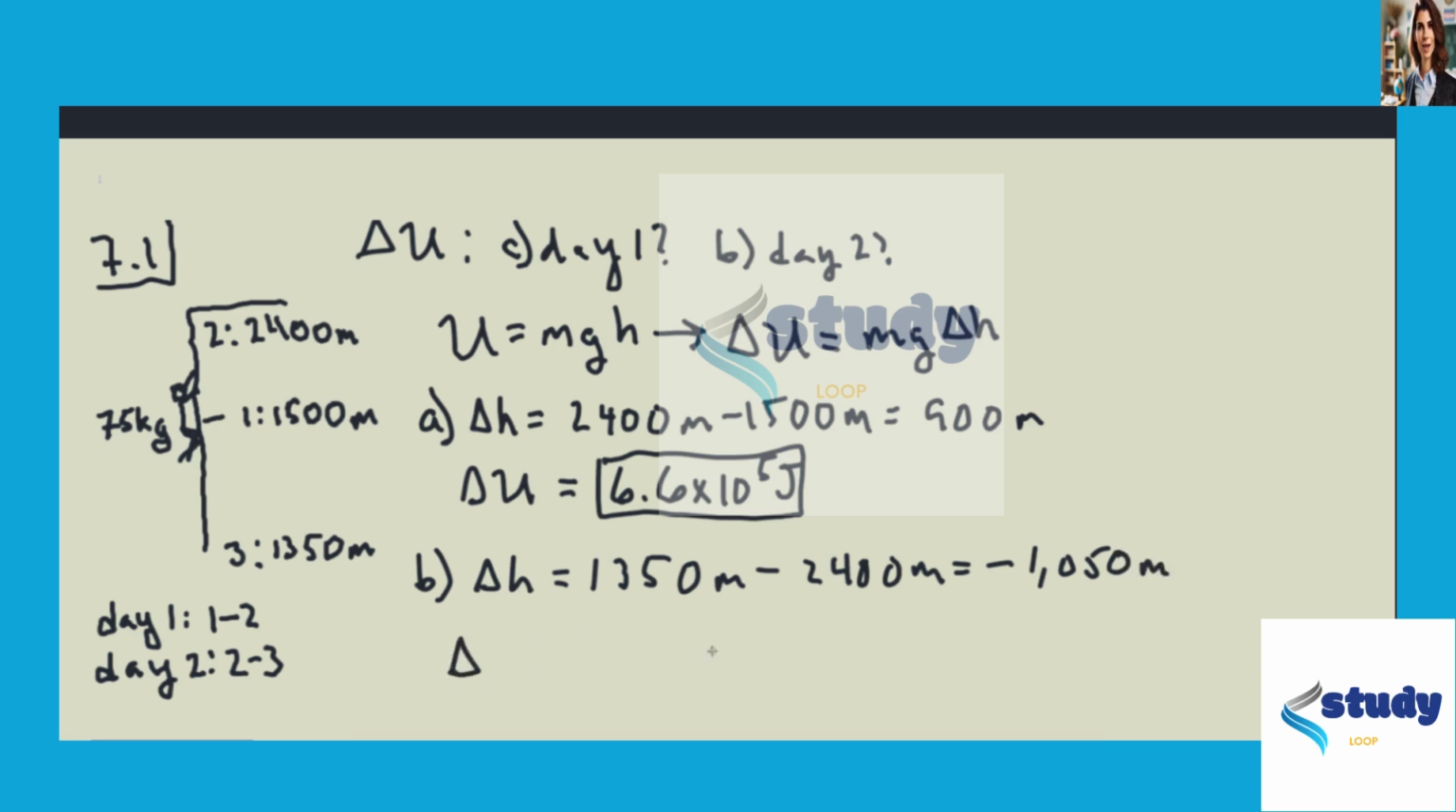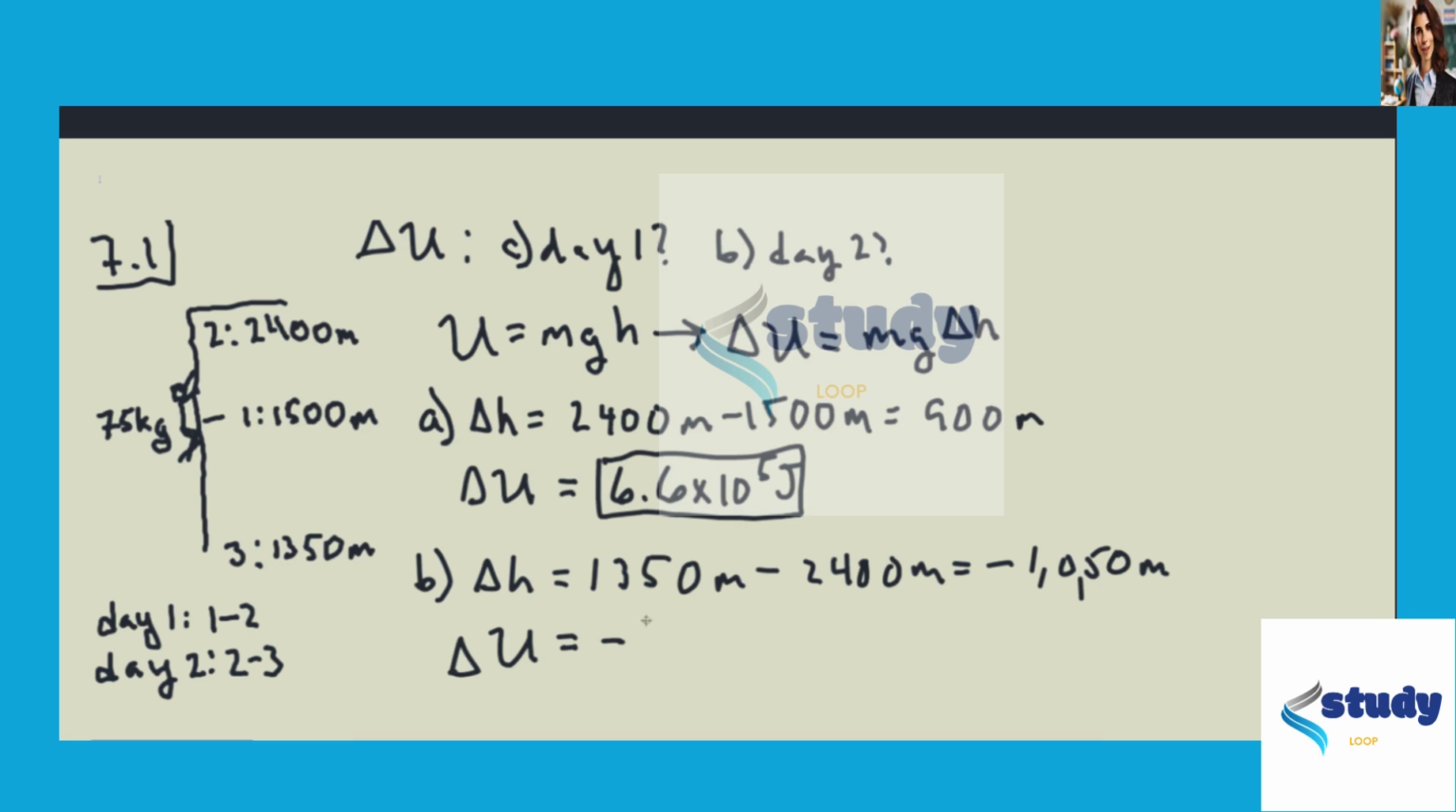And so then plugging in this for delta h, and m and g the same as always, and m is 75 kilograms. In descending, her change in potential energy is negative, which we would expect because she's going lower.